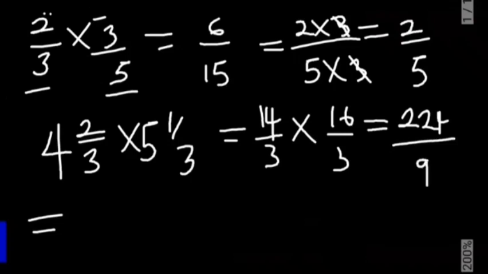So there's no way we can reduce this to its lowest term, except we want to change this to a mixed fraction since it is an improper fraction. So we have 224 divided by 9. We are going to have 24 remaining 8 over 9. So we have 24 whole number 8 over 9. Let's take another example.